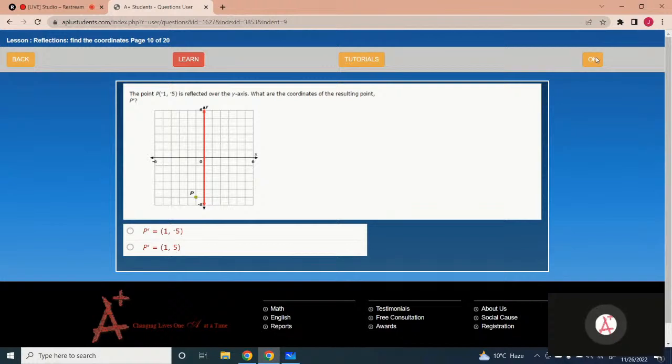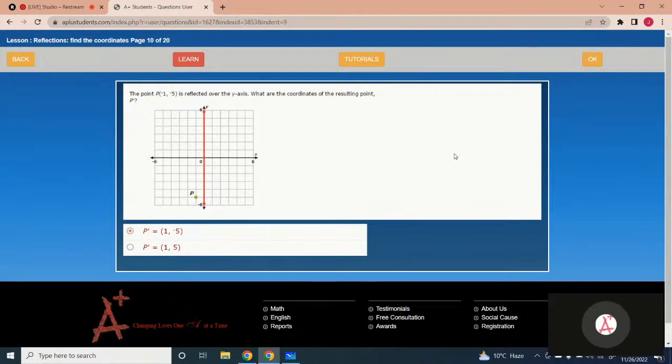Okay, the point negative 1 and negative 5 is reflected over the y-axis. What are the coordinates of the resulting point? So the new point is, it is reflected over the y-axis, so the values are 1 and negative 5. Got it?